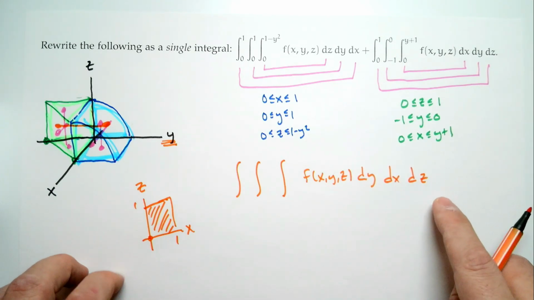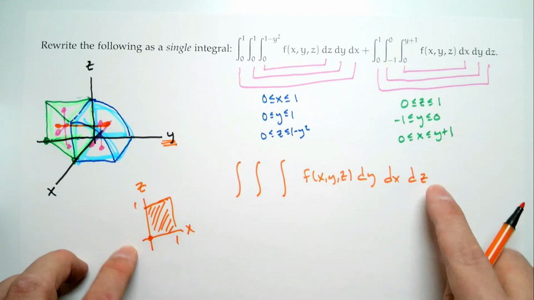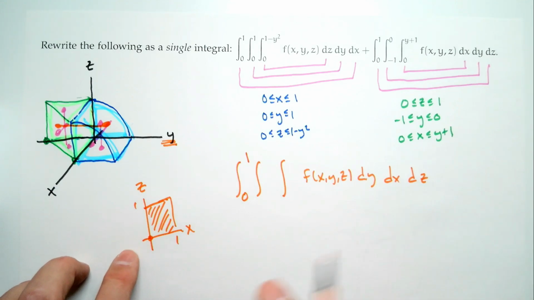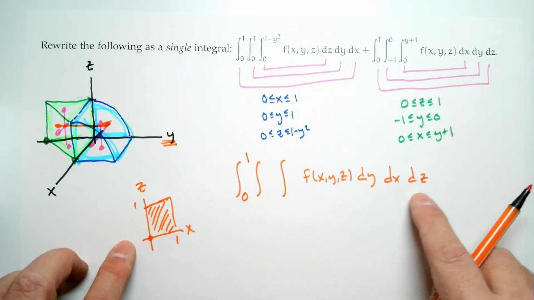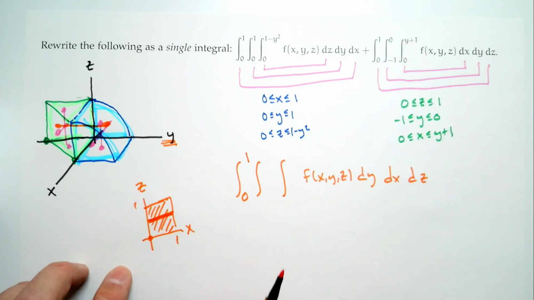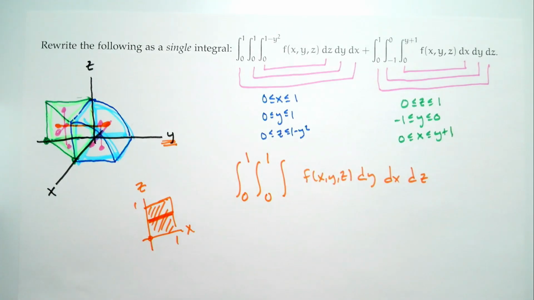So, first if we integrate with respect to z, where does z go between? Yeah, between 0 and 1. Now, given that we know z, we say, okay, where does x go between? Well, where does x go between? 0 and 1. Yeah, squares are easy to set up bounds for. All right, now our innermost layer.